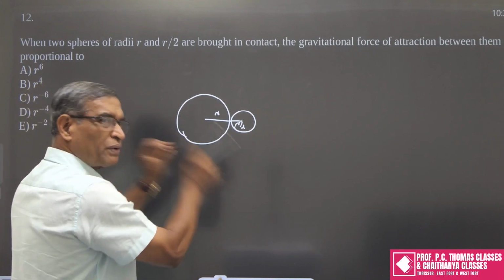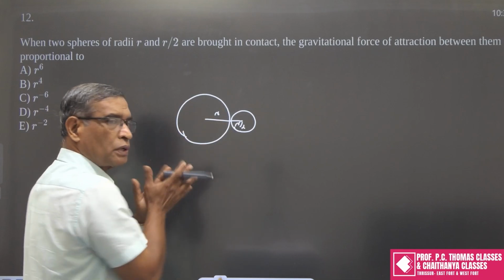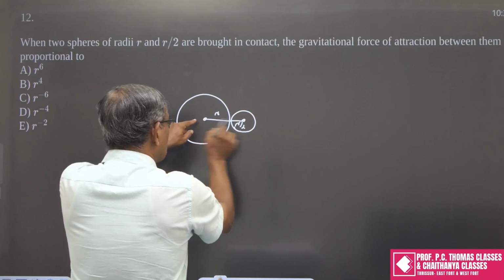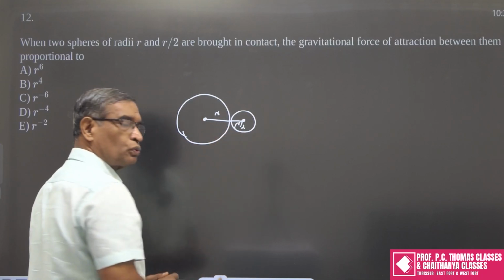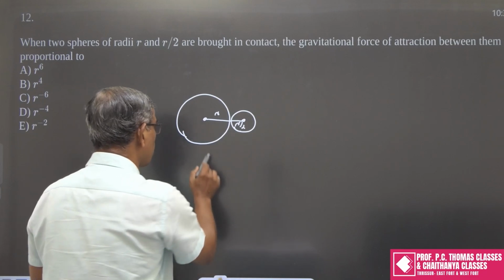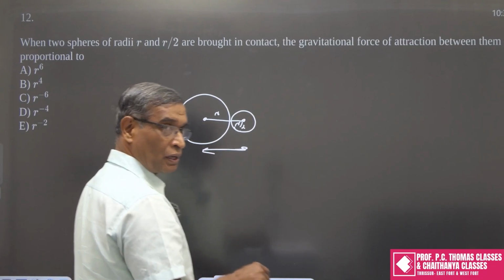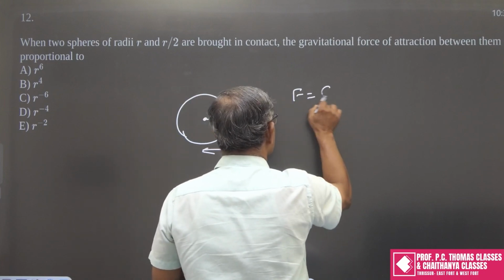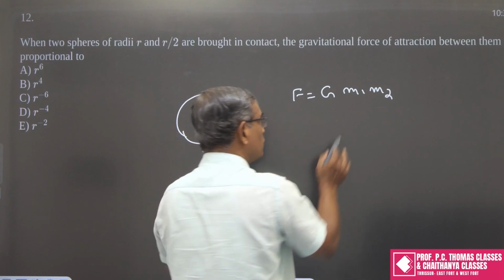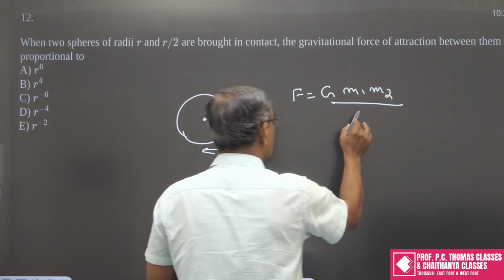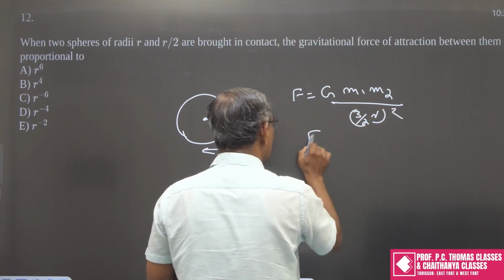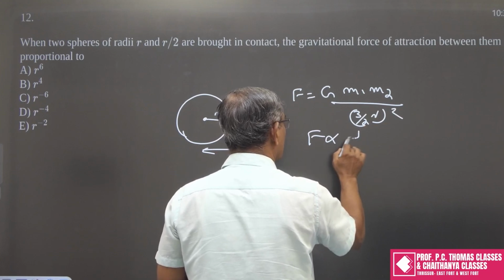This is mass m1 and that is mass m2, separated by a distance r plus r by 2, which is equal to 3 by 2 r. So this is the separation between them. Then what is the force? Force is given by G m1 m2 divided by 3 by 2 r whole square. Therefore, we can say that F is proportional to 1 by r square.